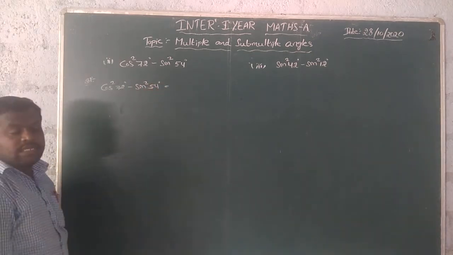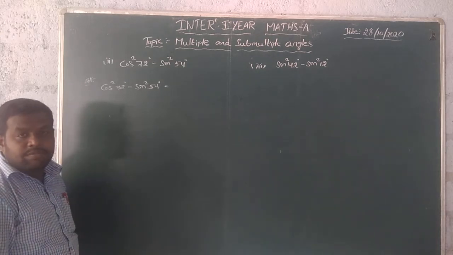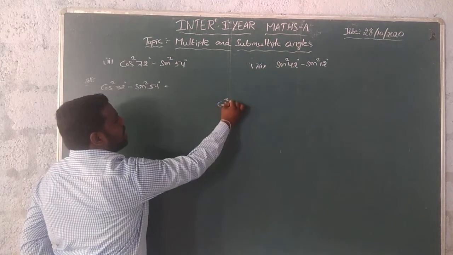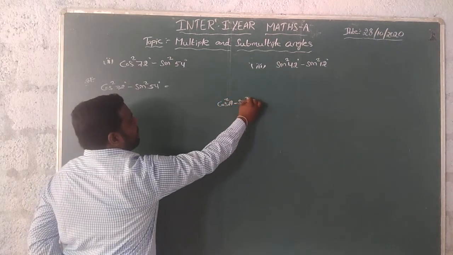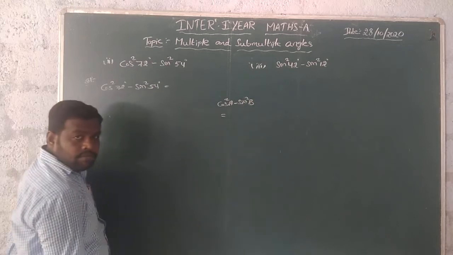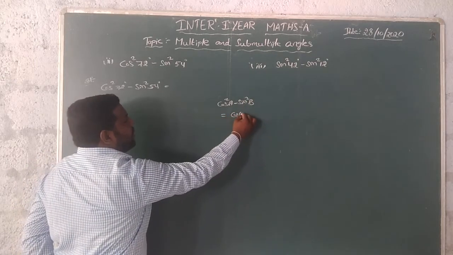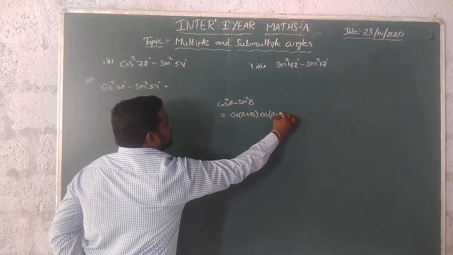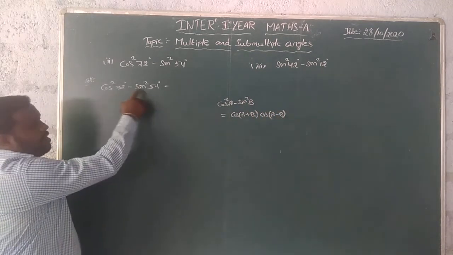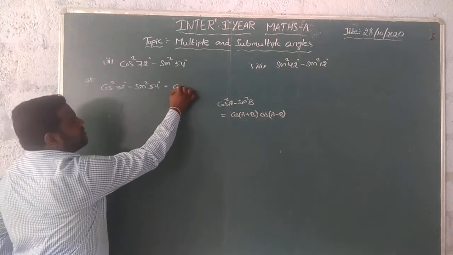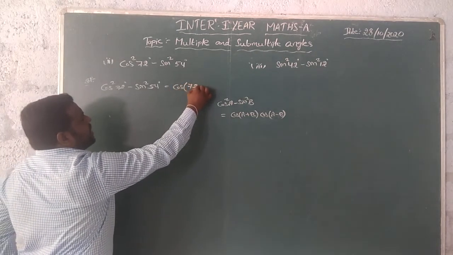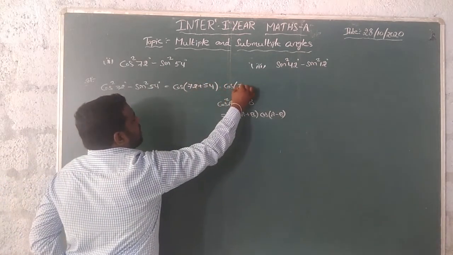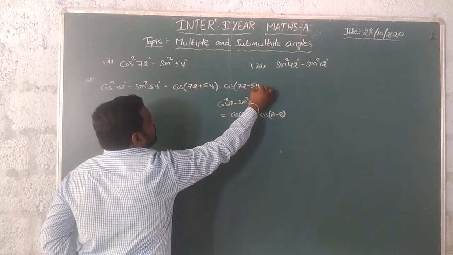So 72 we can consider A, 54 we can consider B. The total function is in the form of cos square A minus sin square B, and that equals cos(A plus B) into cos(A minus B). So here cos square A minus sin square B can be written as cos(A plus B) into cos(A minus B), where A is 72 plus 54, and A minus B is 72 minus 54.